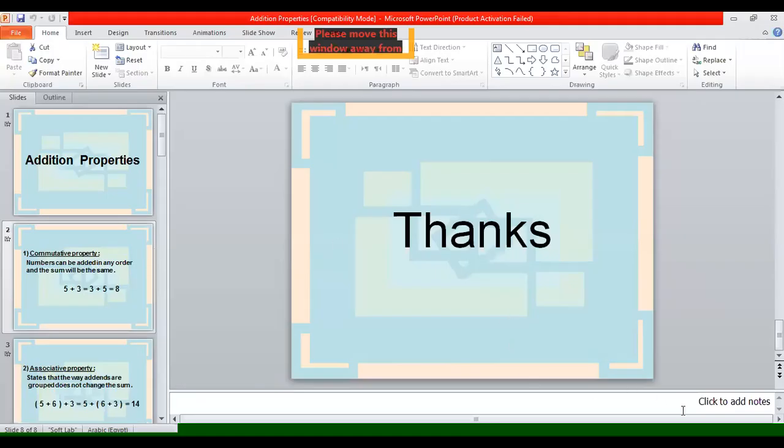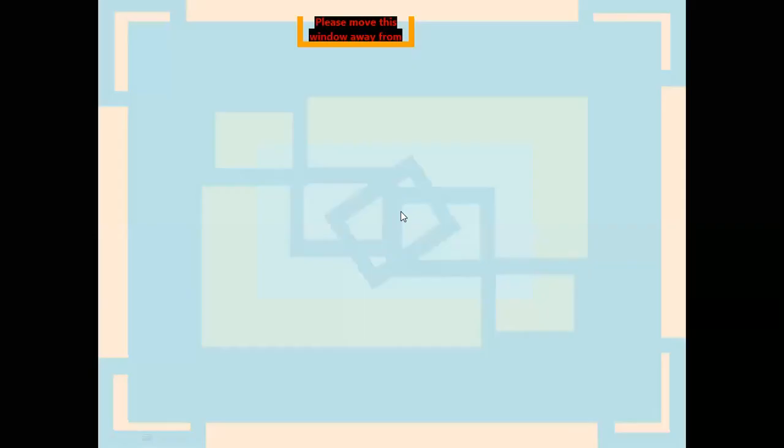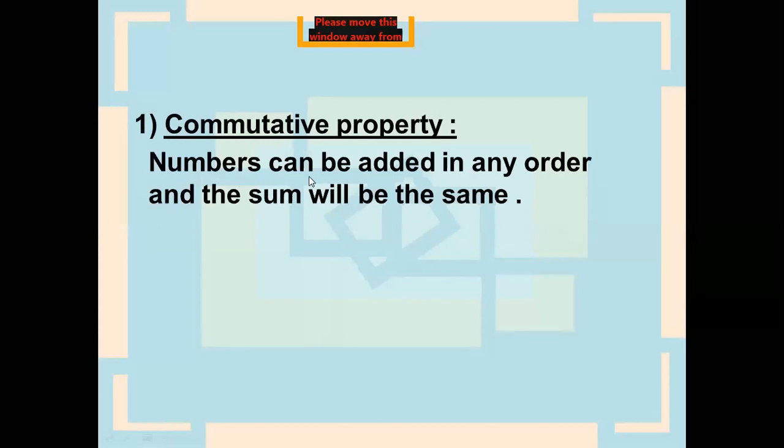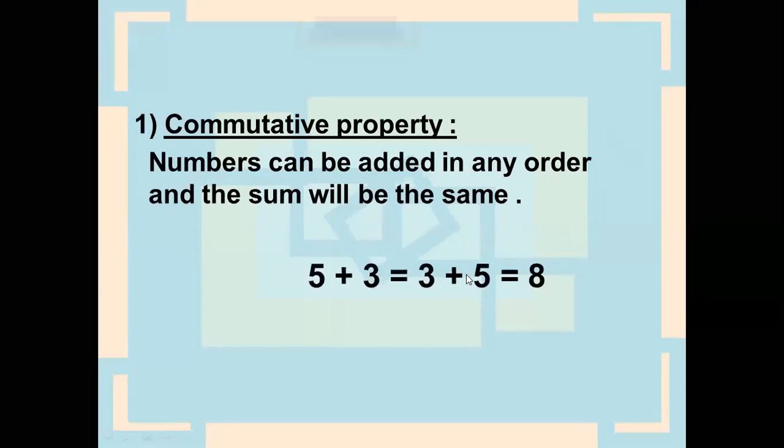Okay, again, the three properties, quickly. The first property is called the commutative property. Commutative property means if we change the order of the addends, the result will be the same. For example, 5 plus 3, and if we change the order, it becomes 3 plus 5. Both of them give us 8. If we add 5 plus 3, the result will be 8, and also if we add 3 plus 5, the result will be 8. The same. This is called the commutative property.